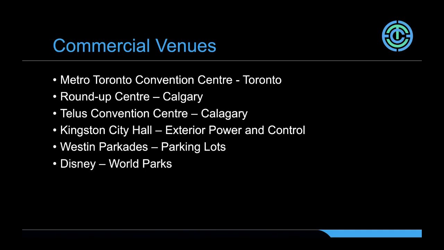So here we are. Mainly when we talk about commercial lighting, we talk about convention facilities. But you'll notice in here that we've got some parking lots and parkades, as well as the exterior power control and lighting control, say at the City of Kingston. There's a live cam that actually looks at that. If you wanted to jump online for the City of Kingston, you can find that live cam for that installation. The Metro Convention Center and Roundup Center and Telus Convention Center and the Hyatt Convention Center, and I mean, I could go on and on and on about convention centers.